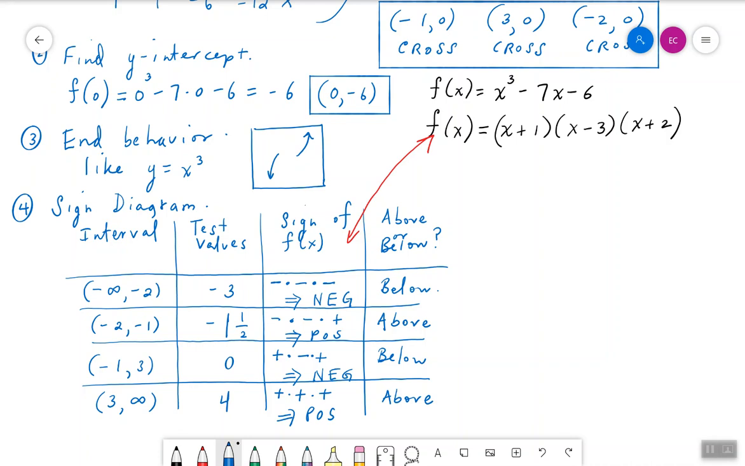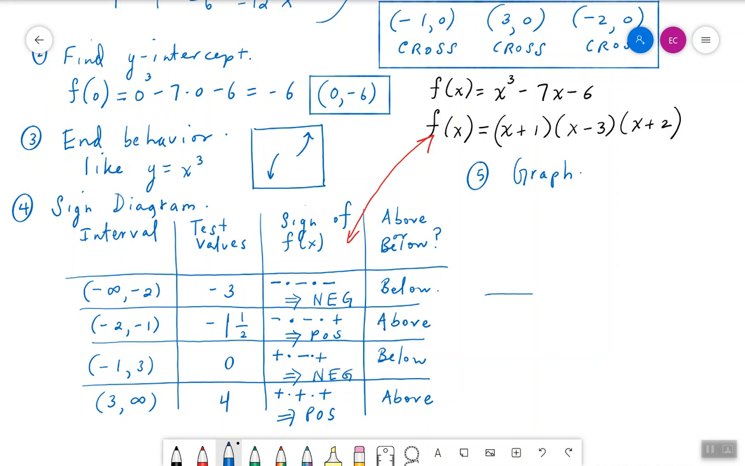If you remember that the graph is going to cross the x-axis at negative 2, then that means that the sign has to change at negative 2. So if it was below before, it would have to be above after. And the same thing at negative 1 and 3. Since the behavior at the x-intercept is a cross, then the sign has to change from positive to negative or negative to positive. And so the graph has to change, being above or below the x-axis. Okay. Well, we can go ahead and put all this together to make the graph.